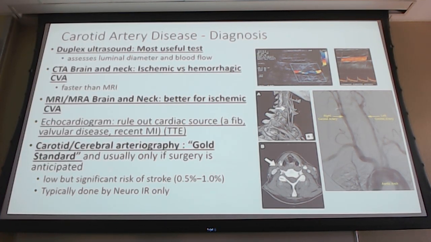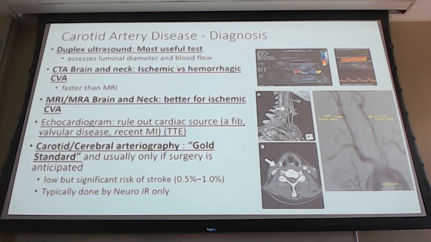And this is really only done by neuro-IR. Vascular doesn't go past the neck. IR doesn't go past like the jaw. So we want to really do a cerebral angiogram. That's when we get neuro-IR, neurosurgery IR, to do it.